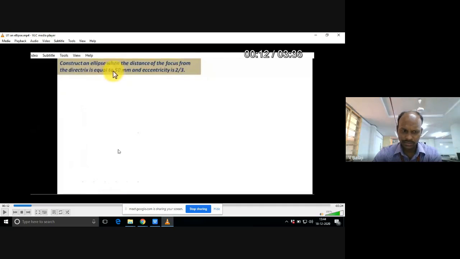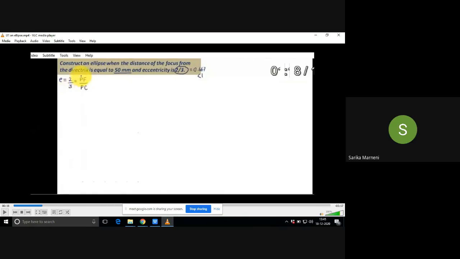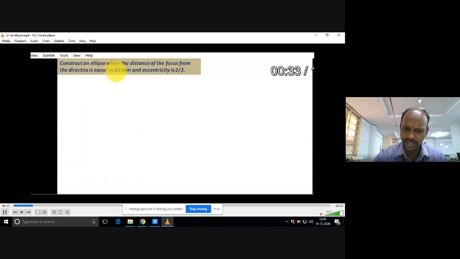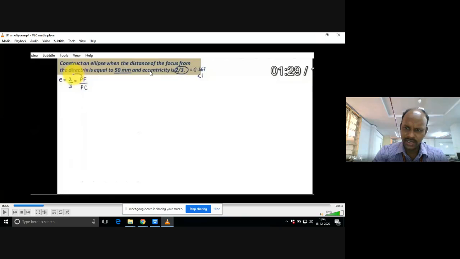So listen carefully. Here we need to construct an ellipse with the given data. First of all, note down the given data in the problem. He has mentioned that the distance of the focus from the directrix is equal to 50 mm. Sir, should we use notes or drawing sheets? Don't write anything first. Listen to me carefully. It's a simple problem, you need not write anything. You just remember the steps, the step by step process. That is important.